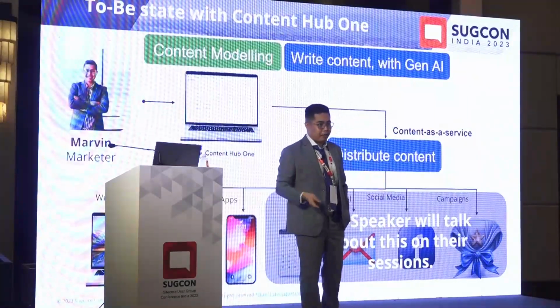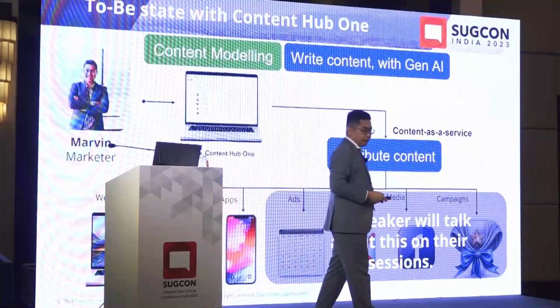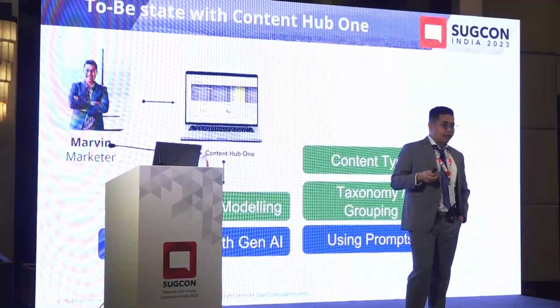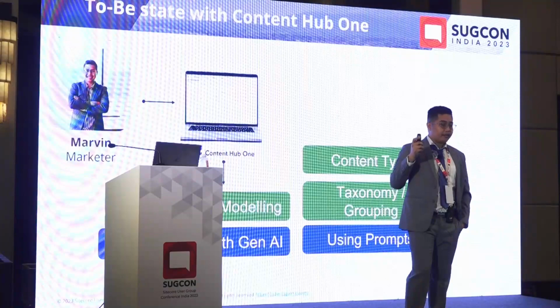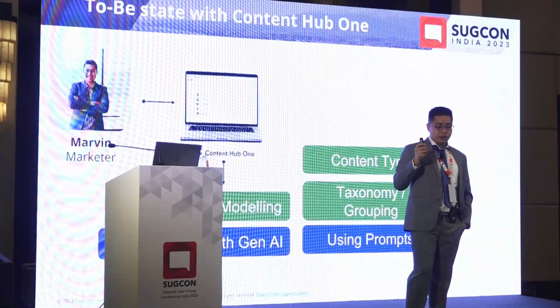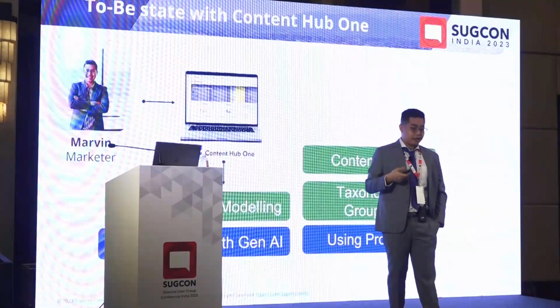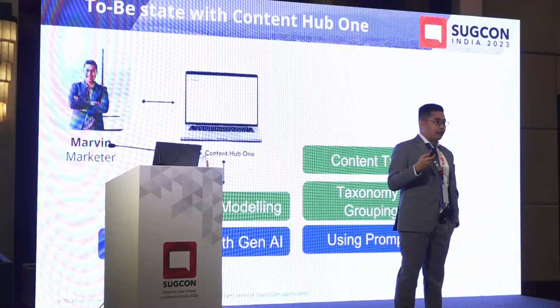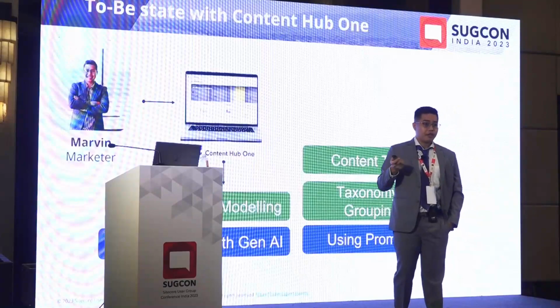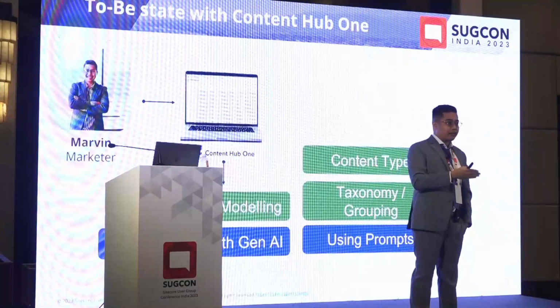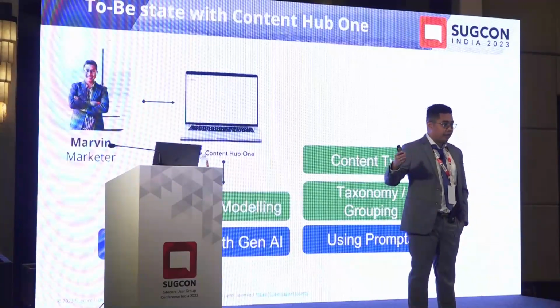We only have like 45 minutes, so I want to make sure that it's crisp. So what is content modeling? Content modeling is defining what content type you want and what taxonomy you want, and then, based on those content types that you defined, you create content using GenAI and using prompts, okay? I think probably most of the people here know what prompts are, right? It's an ability for you to communicate with an AI.